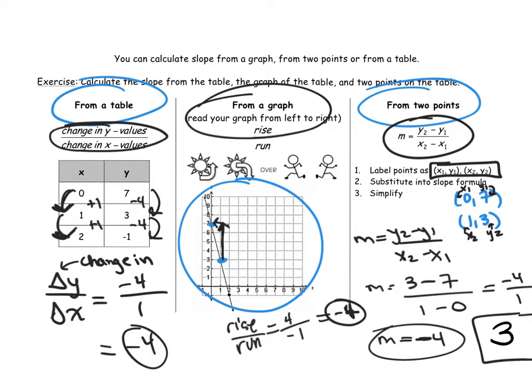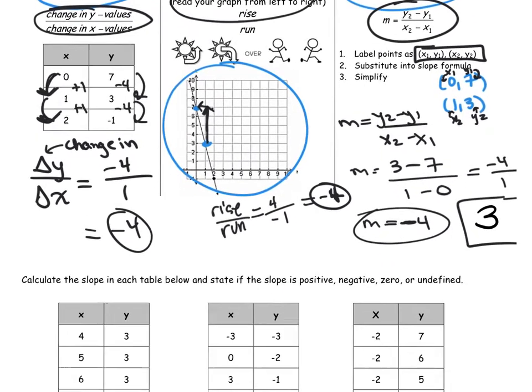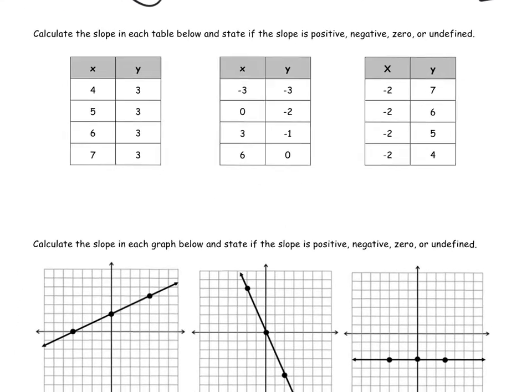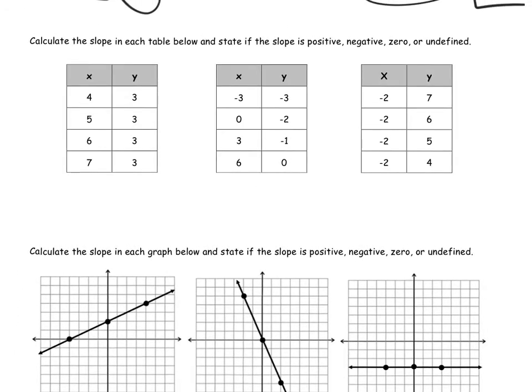Now let's take a look over at page 4. We're going to calculate slope just as we did before, taking the change in the y values over the change in the x values. Looking at this first example, I can see my y values are going up by 0, right? I'm just adding 0 each time. And my x values are going up by 1.